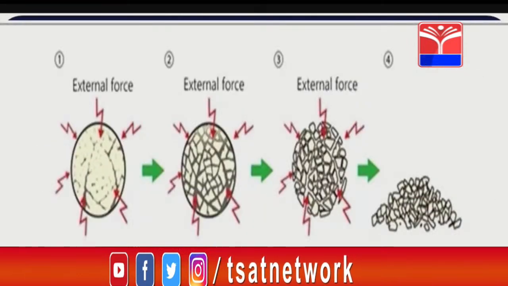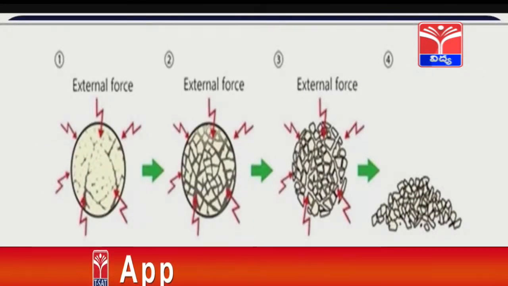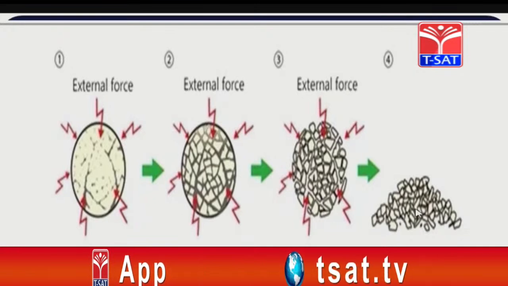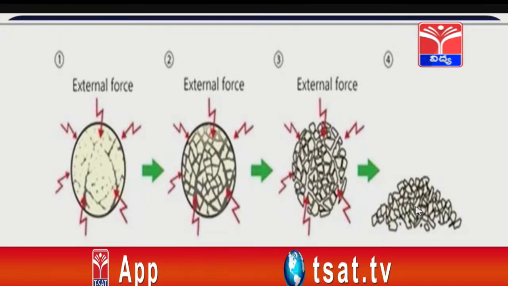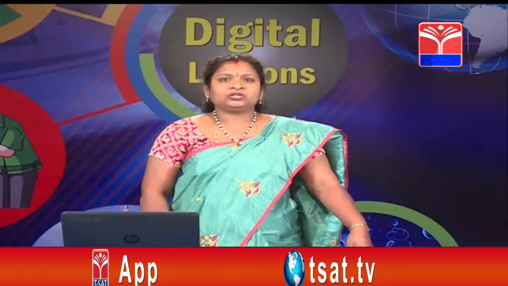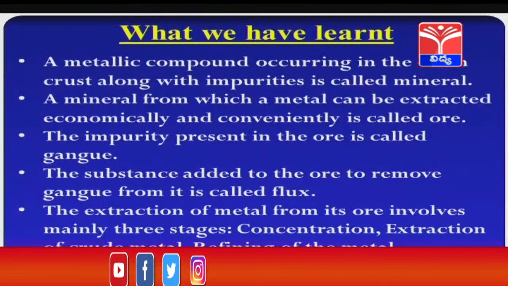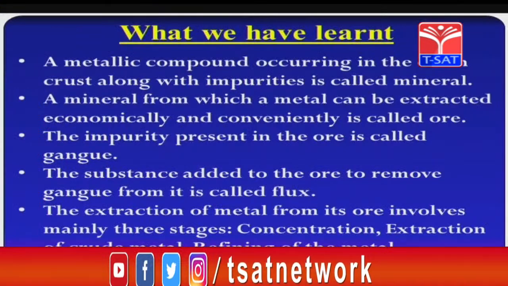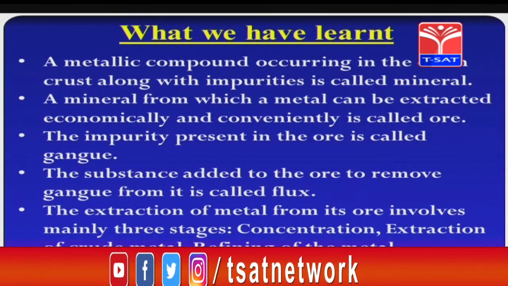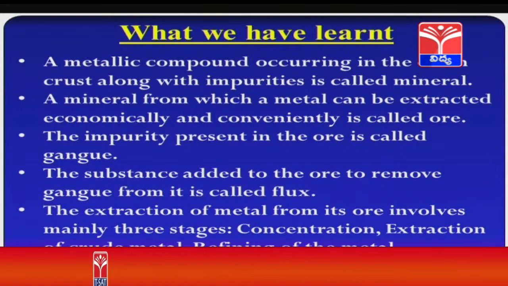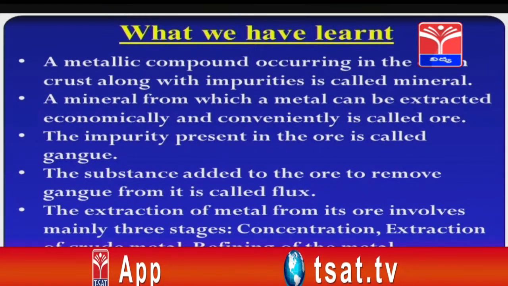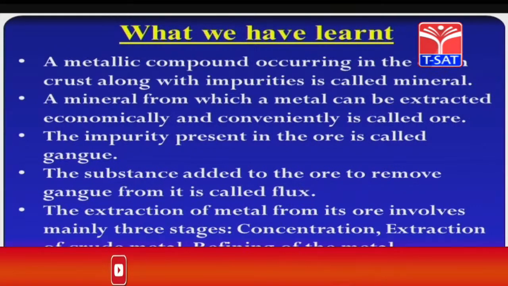So, by applying external force also, you can crush it into smaller pieces. This is grinding. And now, the concentration of ore is the next step we have to follow. Children, let us recall what we have learnt in this lesson. A metallic compound occurring in the earth crust along with the impurities is called a mineral. A mineral from which a metal can be extracted economically and conveniently is called an ore.